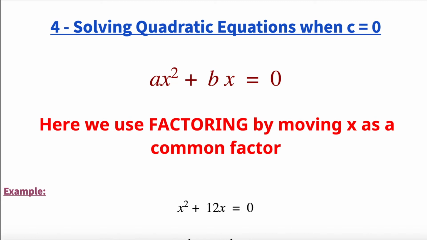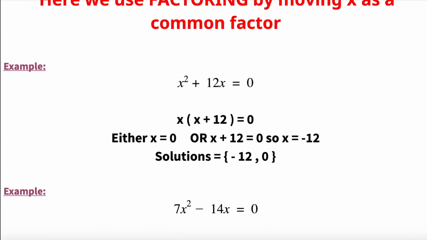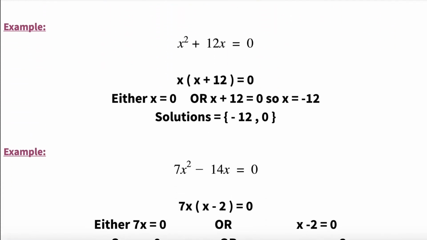So when you move something outside a bracket, which is the common factor, you need to divide everything by it. So let me go through the examples and things will look much easier. Remember, we use this when the constant is 0, so we don't have c. The first example: solve the quadratic equation x power 2 plus 12x equals 0. As you notice, here a is 1 and I really don't have any problem with a equals 1 or a doesn't equal 1 because here we are not talking about sum and product. So b equals 12 and there is no c because there is no constant.